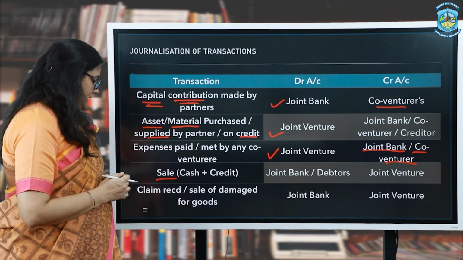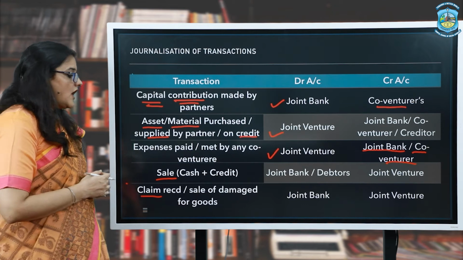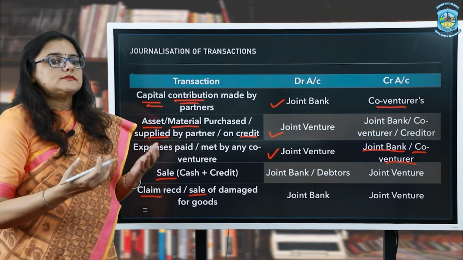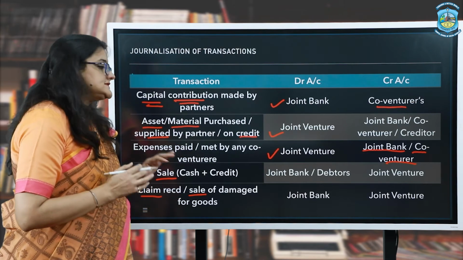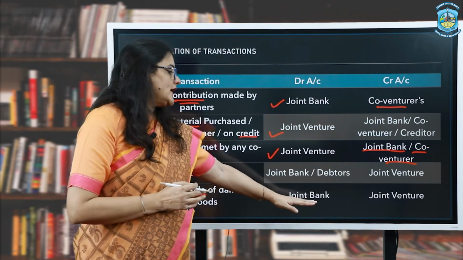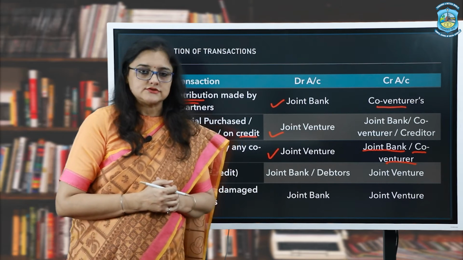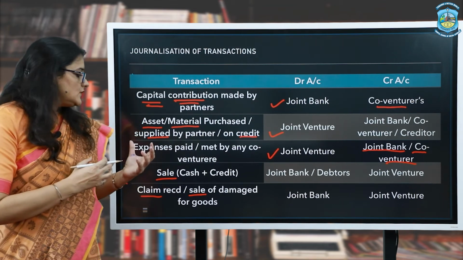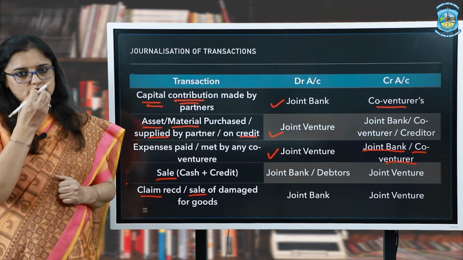Other than this, if there is some claim received for damaged goods, or a sale of scrap, or some material or asset which is sold for some value, then all that is seen as income of joint venture. So you record it as joint bank account debit for receiving the money, to joint venture account. So for anything other than the major sales activity, whatever cash you realize, you record it in the same way: joint bank account debit to joint venture account.